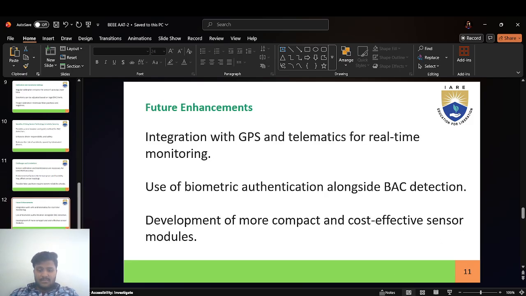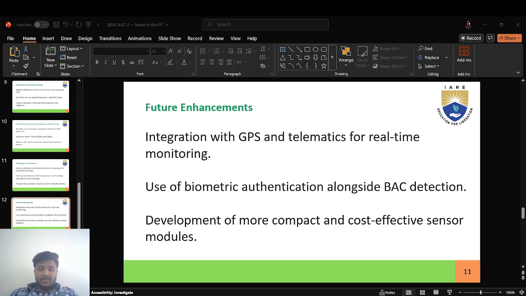Future enhancements: integration with GPS and telematics for real-time monitoring. The system can use GPS and other communication technologies to track the vehicle's location and driving behavior in real time.